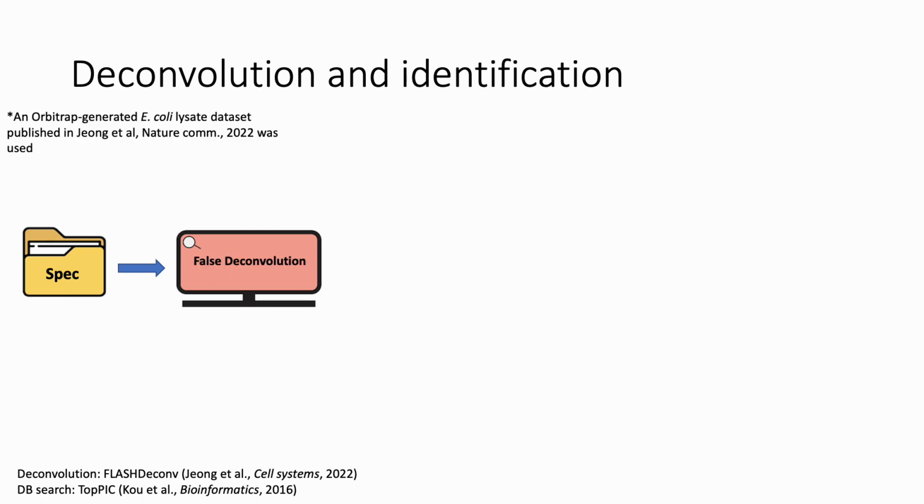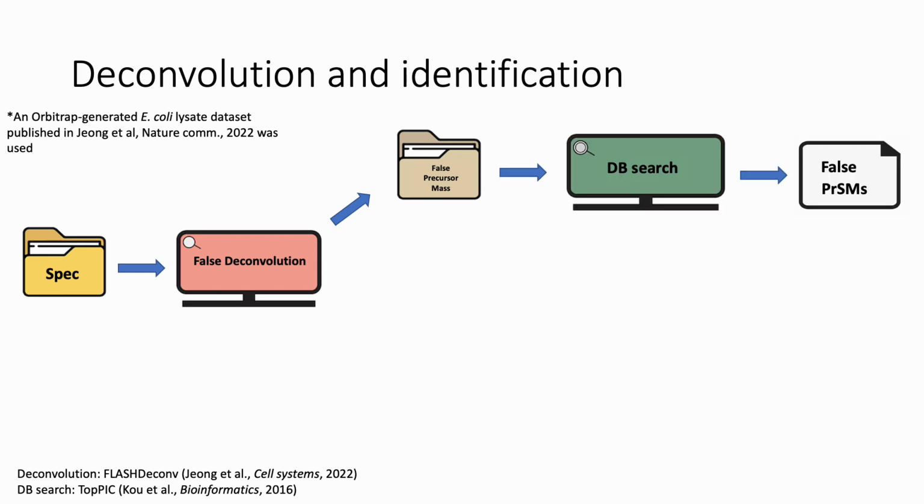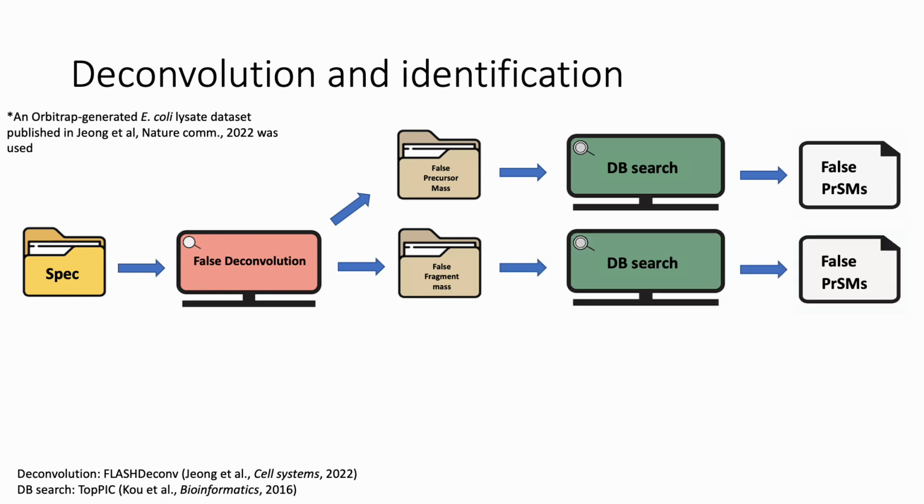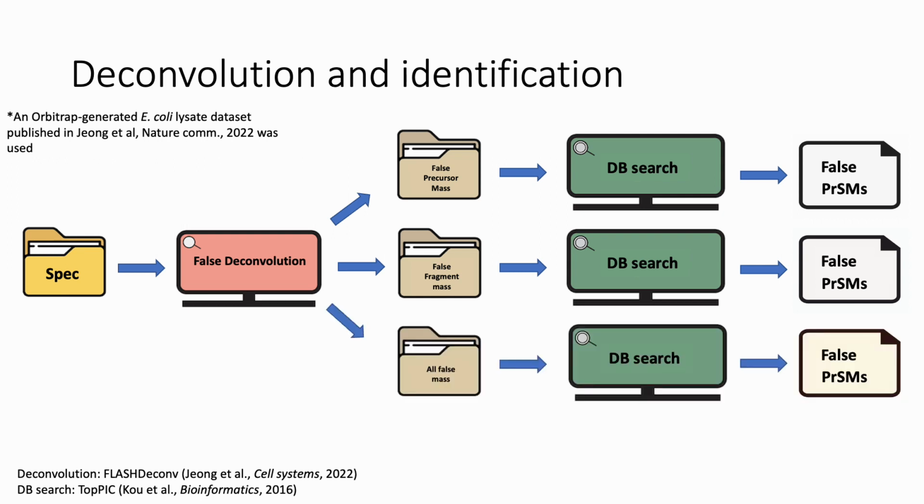One thing you can try in this situation is to introduce false deconvolution results on purpose and see if they are removed by FDR control. We may introduce precursor mass error by simply adding random masses, for example, between -10 to 10 Dalton to the deconvolved precursor masses. They will be used for search, yielding many false PRSMs. Likewise, we can introduce false fragment masses for another set of false PRSMs, and both precursor and fragment false masses.